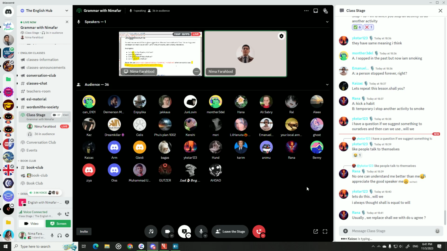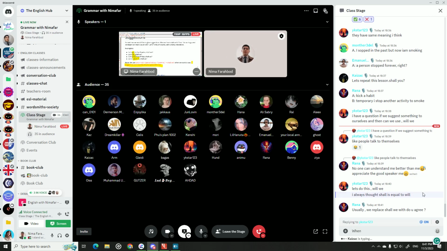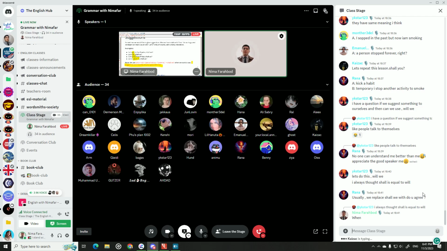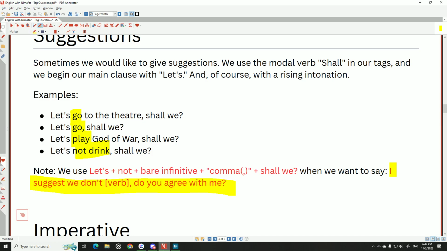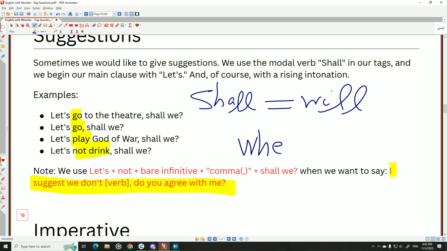I always thought shall is equal to will. Good question. Very good question. Let me say when shall and will are equal. I have this question, please answer my question. When are shall and will equal? Let me also write it here. Here, shall equals will, but when? You tell me.